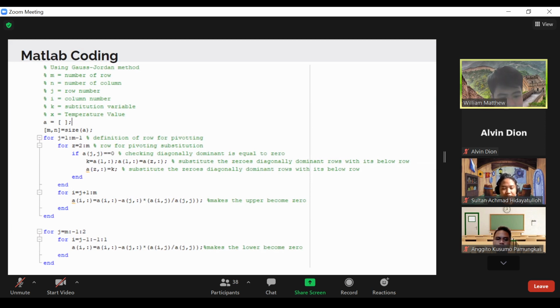And then the third part of the coding makes the lower part become 0. The difference between the upper and the lower is that in the lower we use j, which means the row. So it will calculate the last row of the matrix until the second row of the matrix. It will not calculate the diagonal element of the matrix.